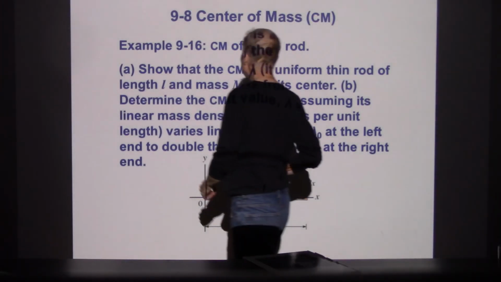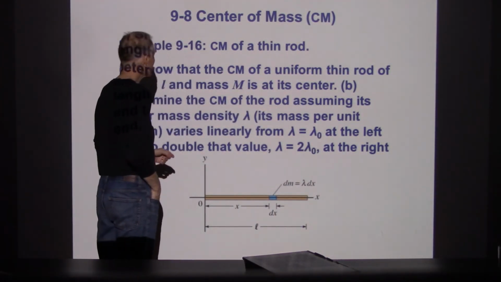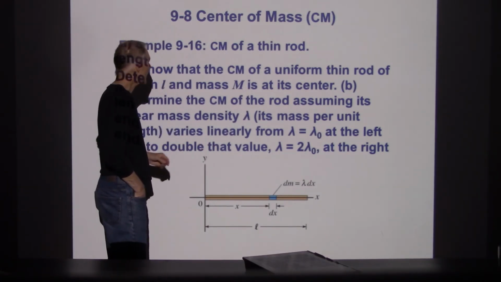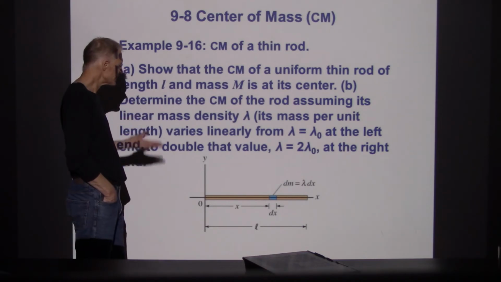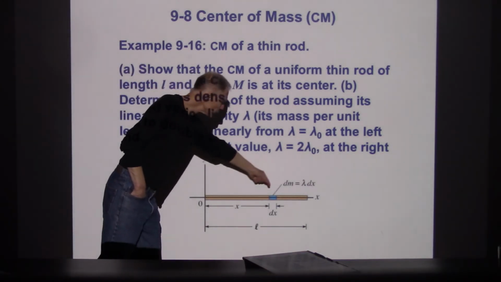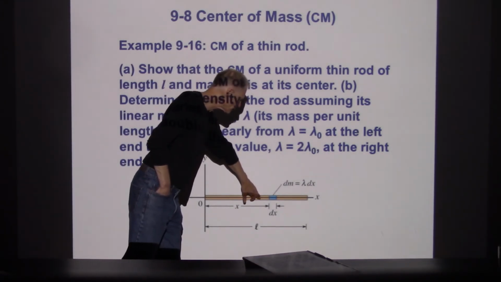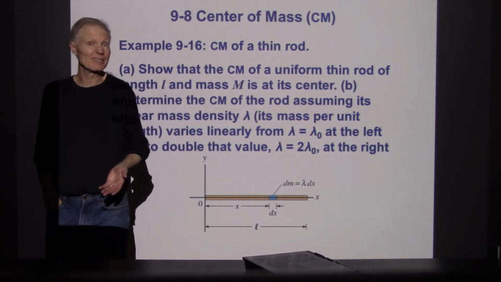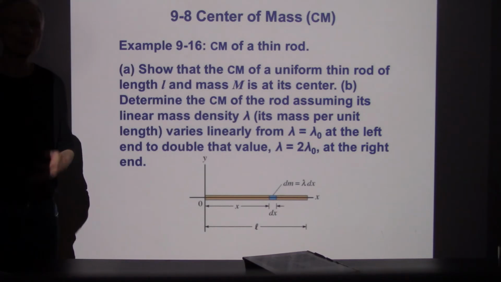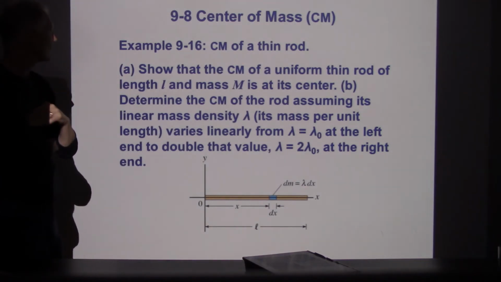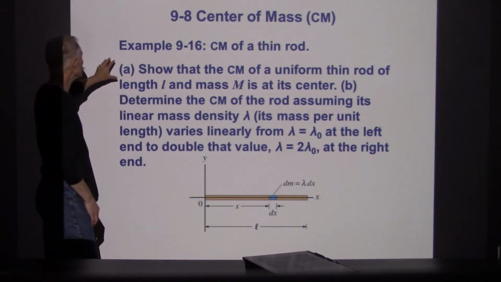So let's try that. What we have is a thin rod, and we would guess that if this is a uniform stick, the center of mass should be right in the middle. Is there a way we could go through, do some calculations, and show that the center of mass is in the middle if it's uniform? And that's what they asked us in part A.